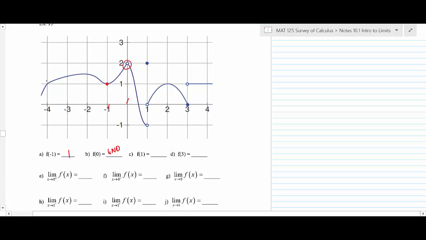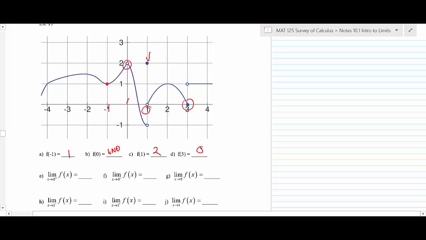If x is 1, what's the value of the function here? 2, yes, it's that point right there, so that has a y value of 2. All right, if you're at 3, what's the y value of that point? Okay, so has everybody got that? Those are function values.